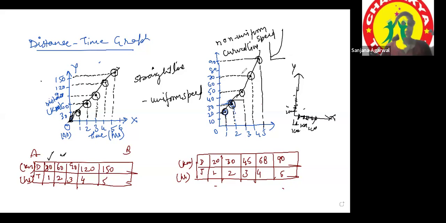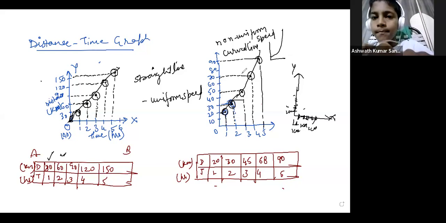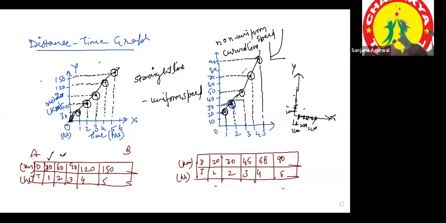I'll give you more sets of questions to practice graphs. Do not worry at all. For tomorrow's test, you do not have this graph topic included. Don't worry, okay? So note this down. Okay. Note down quickly because time is already over.